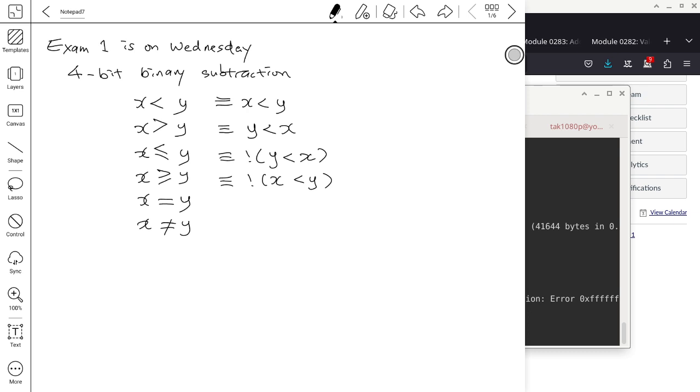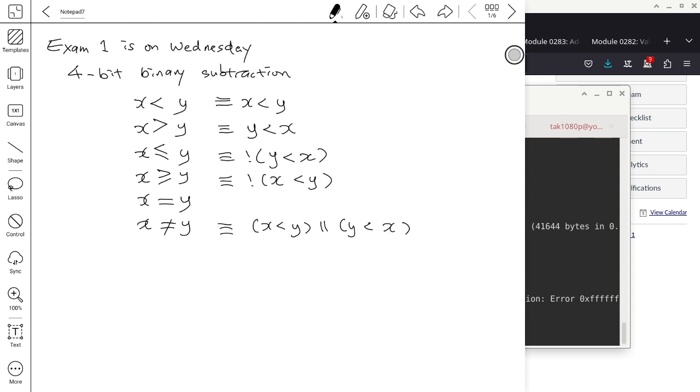What about equal to? Well, equal to is a little bit harder to express. So we're going to express not equal to first. Not equal to is really saying that x is less than y or y is less than x. Because at least one side is true, and only one side can be true at a time, because you cannot have x less than y and y less than x at the same time. That just cannot happen with integers. So this one basically spells out x does not equal y.